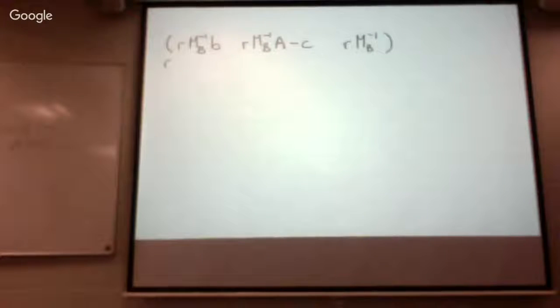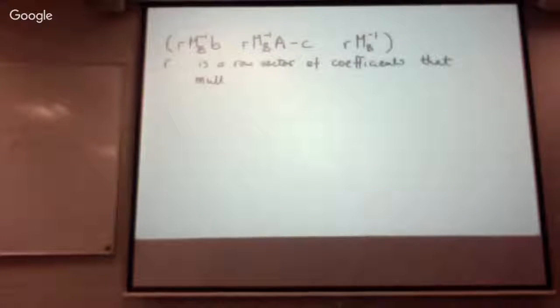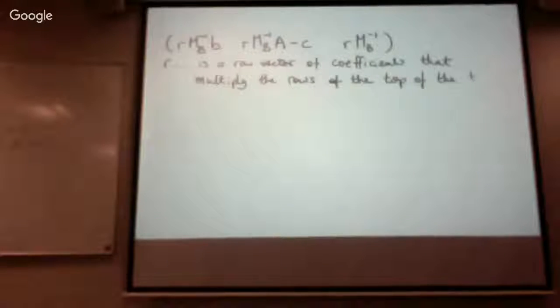Now, so what is R? R is a row vector of coefficients to multiply the rows of the tableau, the top of the tableau. Okay, well, coefficients of the linear combination.